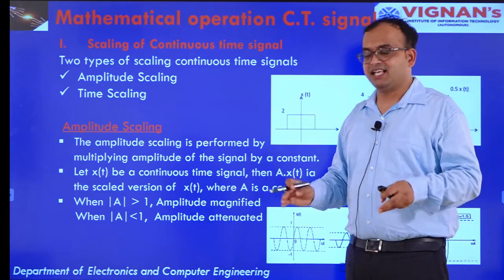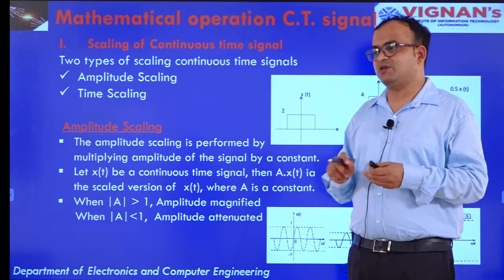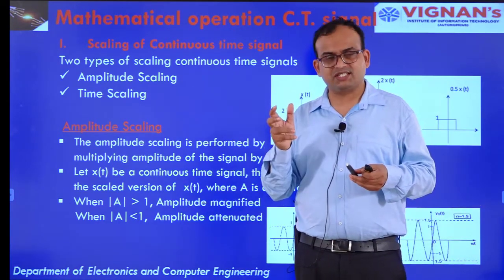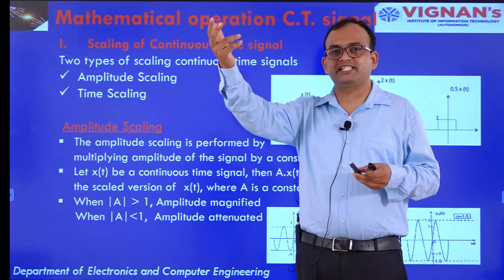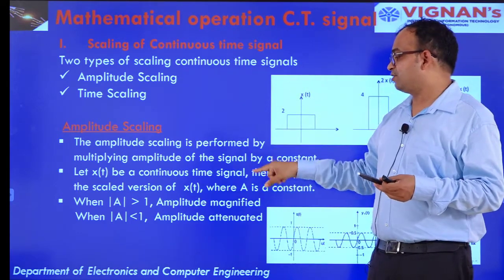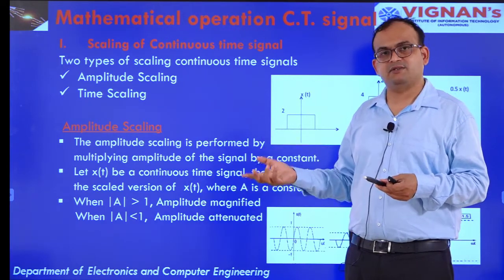This is very easy, and we already know amplitude scaling because we use it. Take an amplifier or sound box, for example. When I am telling something and the volume is increasing, that means we are using an amplifier, a very simple thing where the constant value is greater than 1.